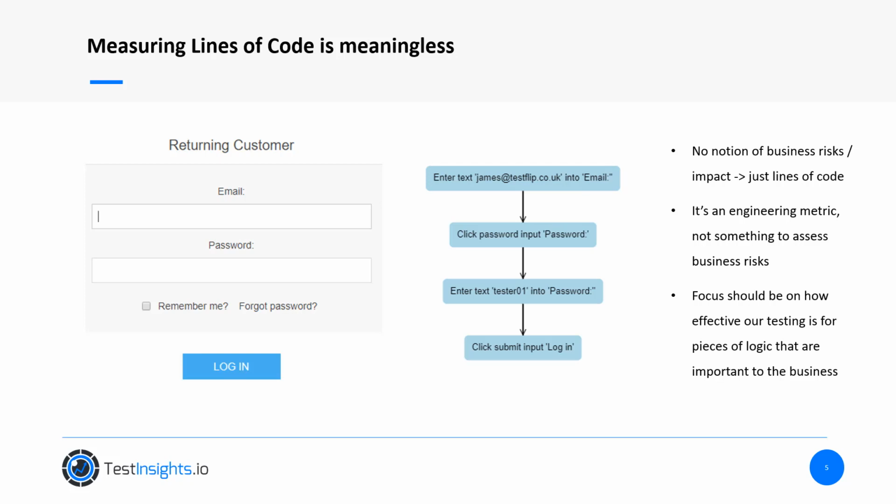The notion of business risks or impact, it just reports on the lines of code like they're all equally weighted or equally as impactful. It's more or less an engineering metric. It's not really something to assess business risks and how we're dealing with them. The focus really needs to be on how effective our testing is for the pieces of logic that are actually important to the business or carry the most weight if an issue occurs.